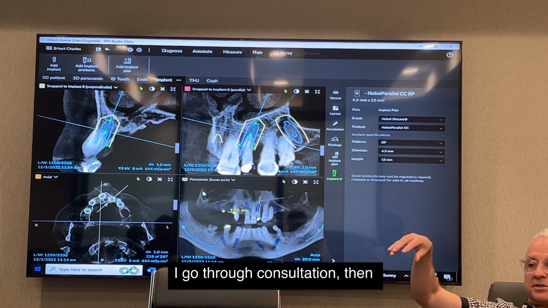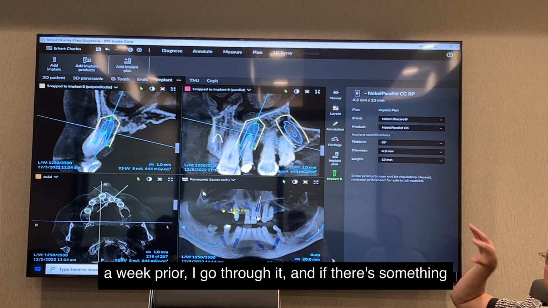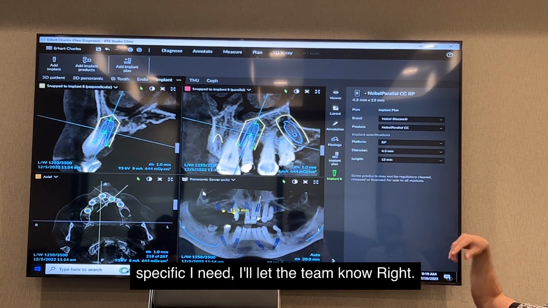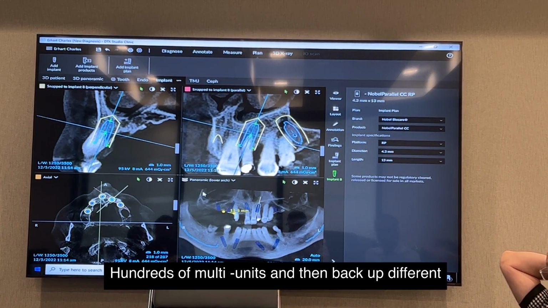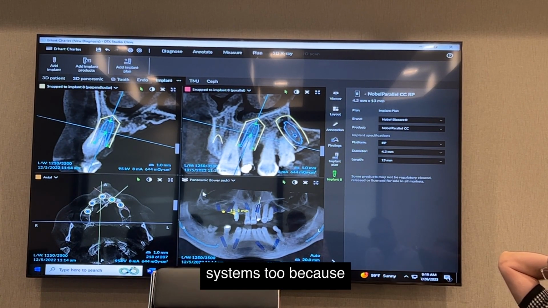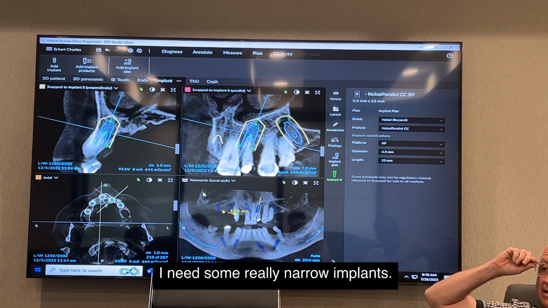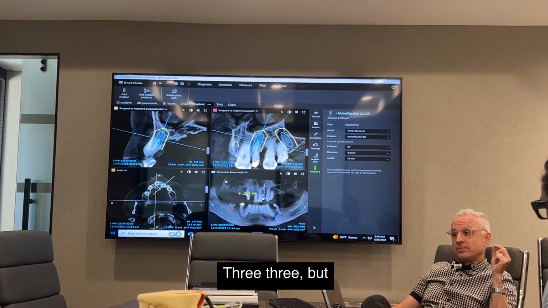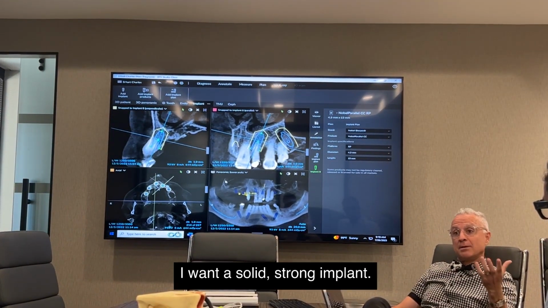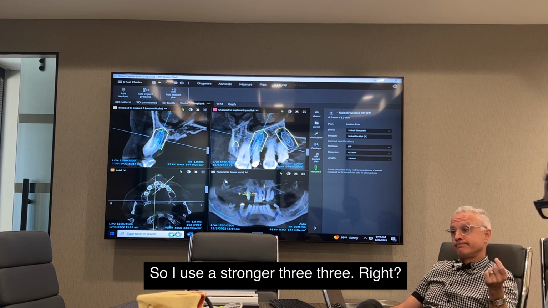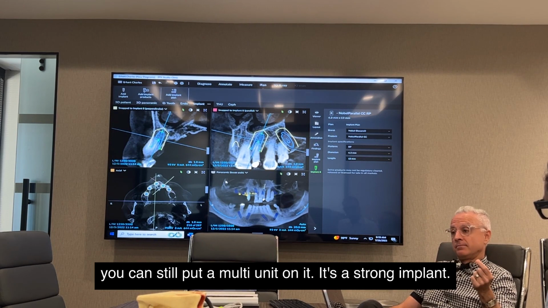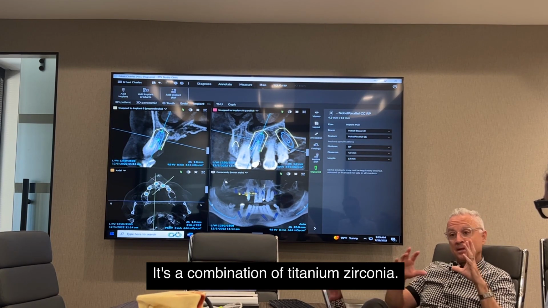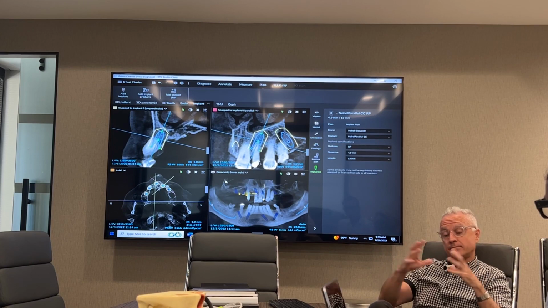I go through a consultation, and a week prior I go through it again, and if there's something specific I need, I'll let the team know. So I make sure I have hundreds of implants, hundreds of multi-units, and then backups, different systems too. Because I need some really narrow implants, 3.3, but I want a solid, strong implant. So I use a Straumann 3.3, right? You can still put a multi-unit on it. It's a strong implant. It's a combination of titanium and zirconium.